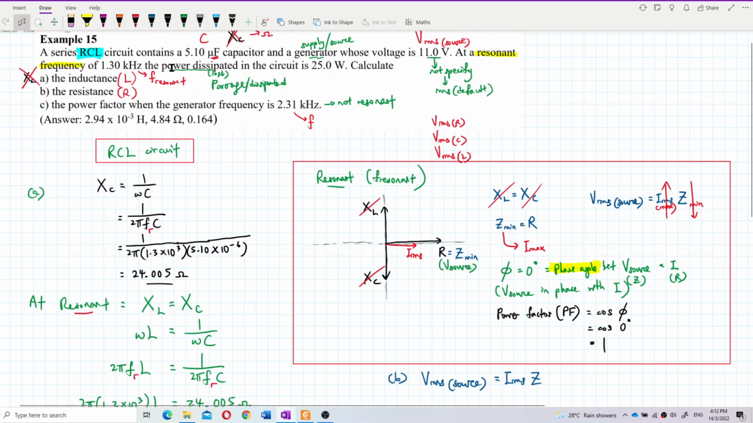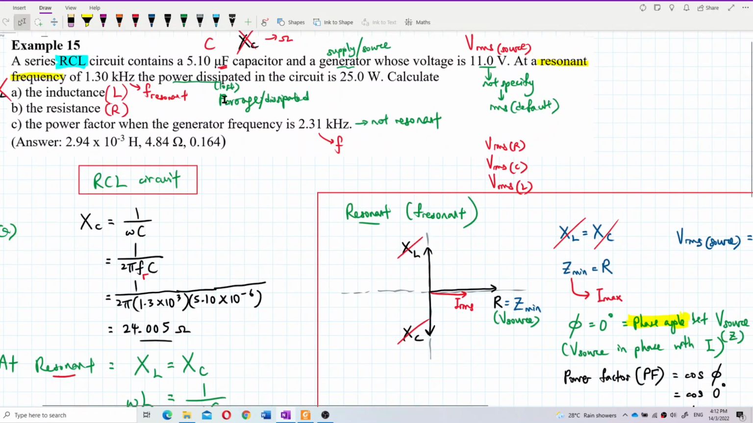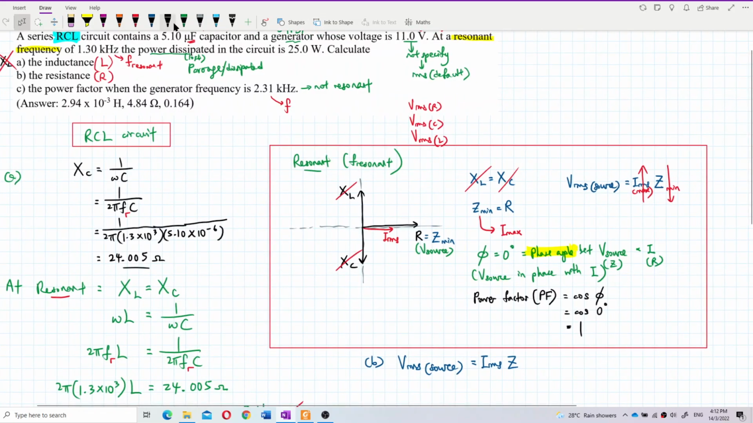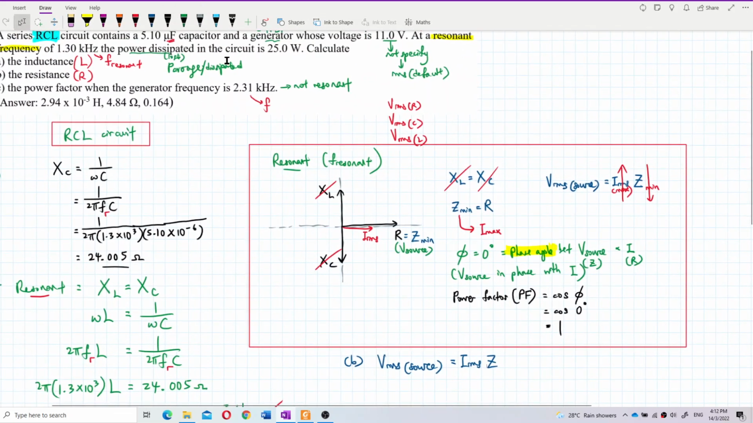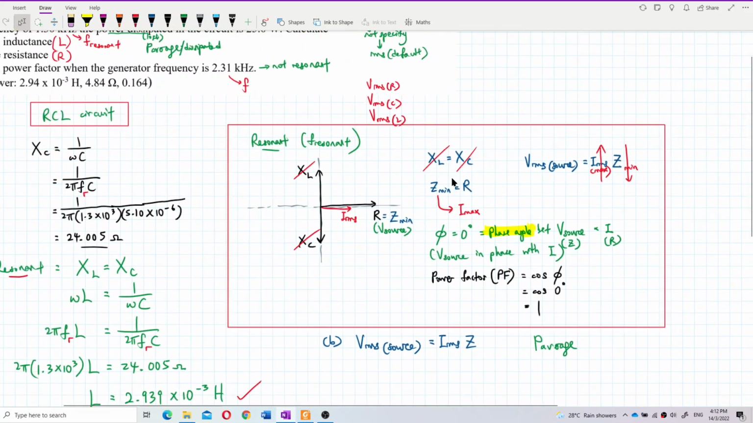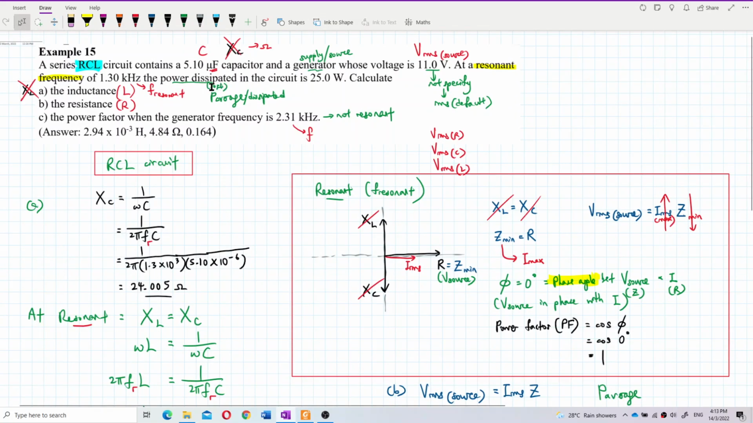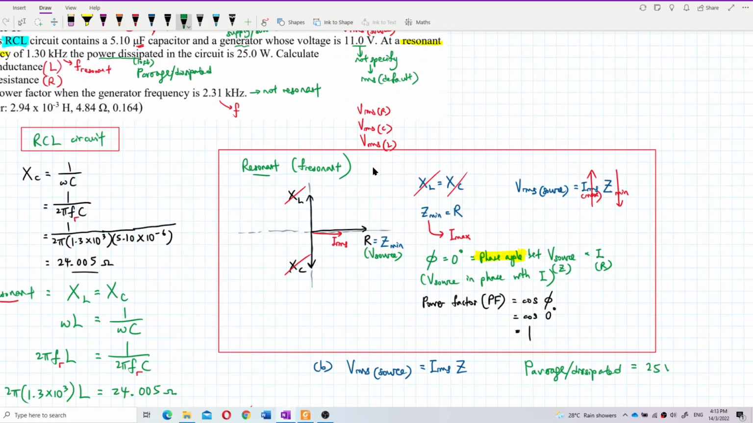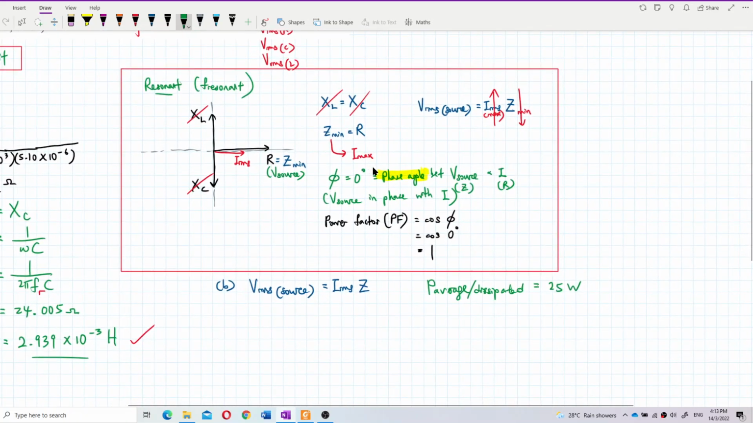But I have another value here, power average, which is 25 watt. Let's write down the formula also. Power dissipated, or power loss, is power average. Power average is 25 watt. I think this will be helpful.